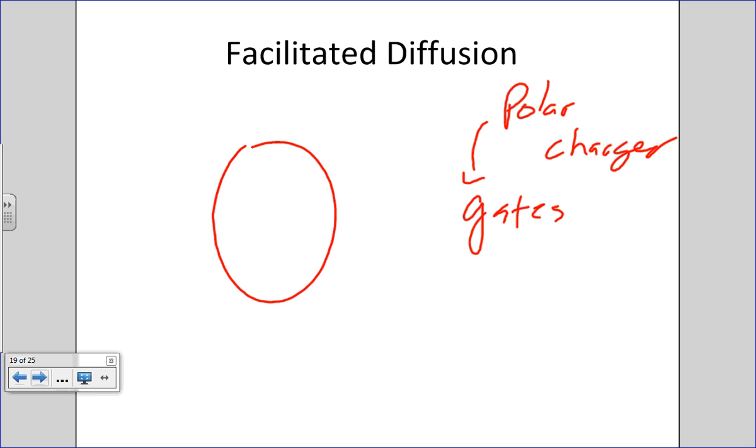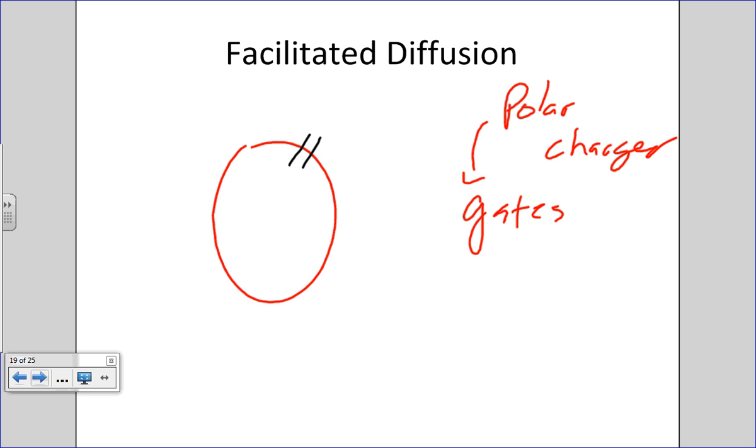So, if we've got a plasma membrane here, and then we've got a sodium gate, it could be glucose, whatever it may be. Let's go with sodium. Actually, you know what? Let's talk about glucose instead. We're going to talk about sodium a lot in a little while, and you're going to get sick of it. So, like glucose, for example.